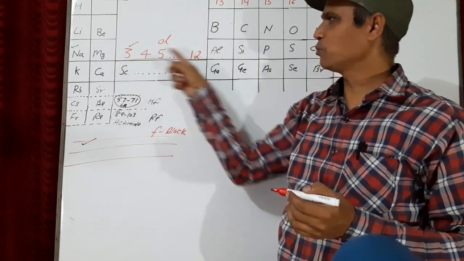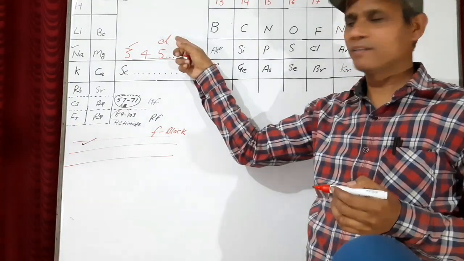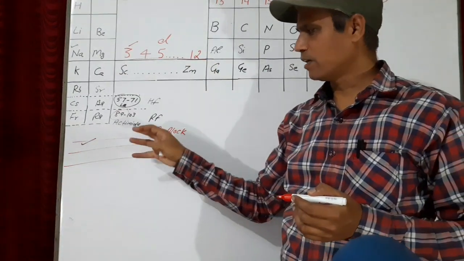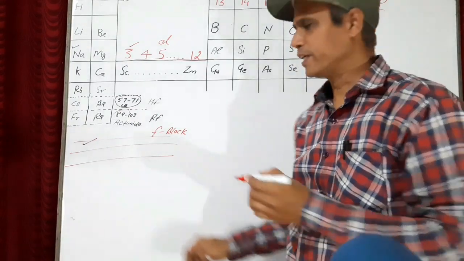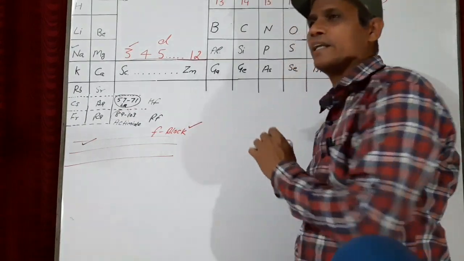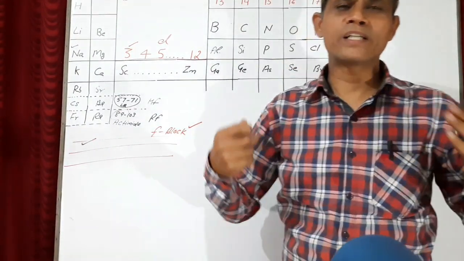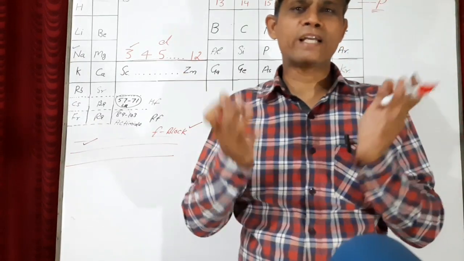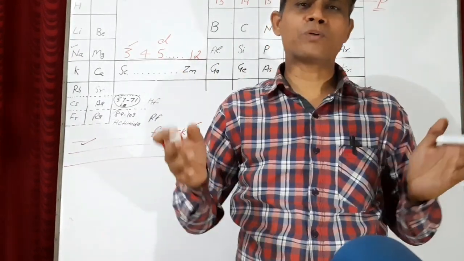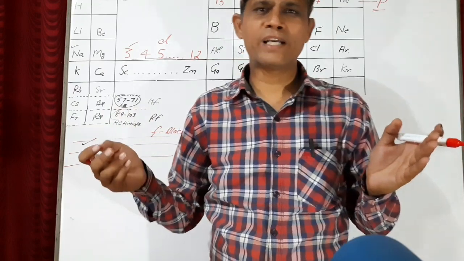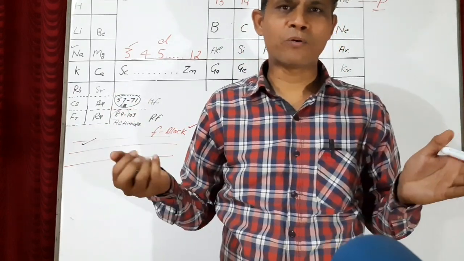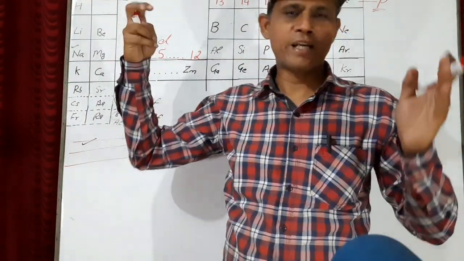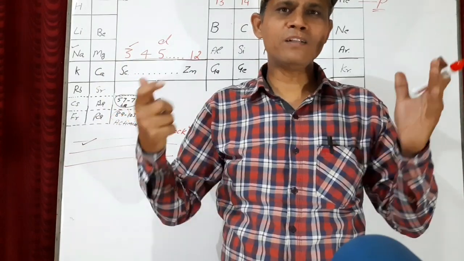Group numbers 3 to 12 are known as D block elements, and these two rows are known as F block elements. So these are also arranged in the form of the blocks S, P, D and F block elements. Keep it in mind. This is also very important: group numbers 1, 2 and S block, P block, D block and F block.